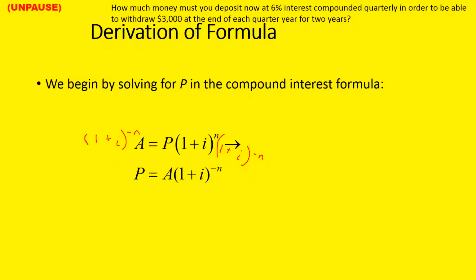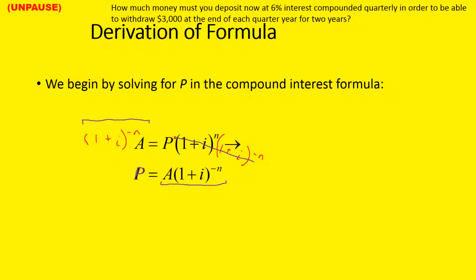Now, all of this cancels. You might have to go over your old rules of exponents to see exactly how they cancel, but they do cancel. And so all of this stuff here is going to cancel, and we're just going to be left with P. And of course, this is the other side of that equation over here. So there's a formula.